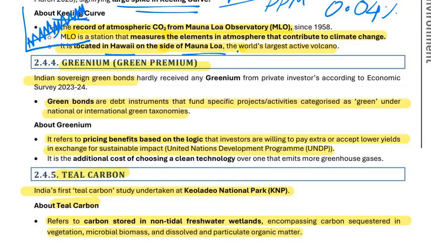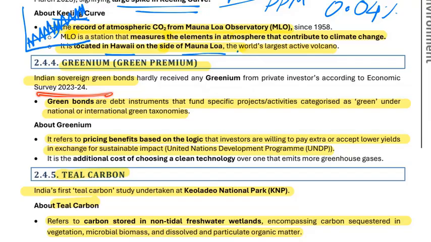I hope you understand. For example, let's take a green bond. If the green bond yield is 4.2%, then a normal conventional or regular bond yield should be like 4.5%. What happened? I said the green bond yield is 4.2%, whereas the regular is 4.5%. So the investors are willing to accept less return in exchange for supporting environment-friendly policy. Let's see what is given here. Indian sovereign green bond hardly receives Greenium from private investors.